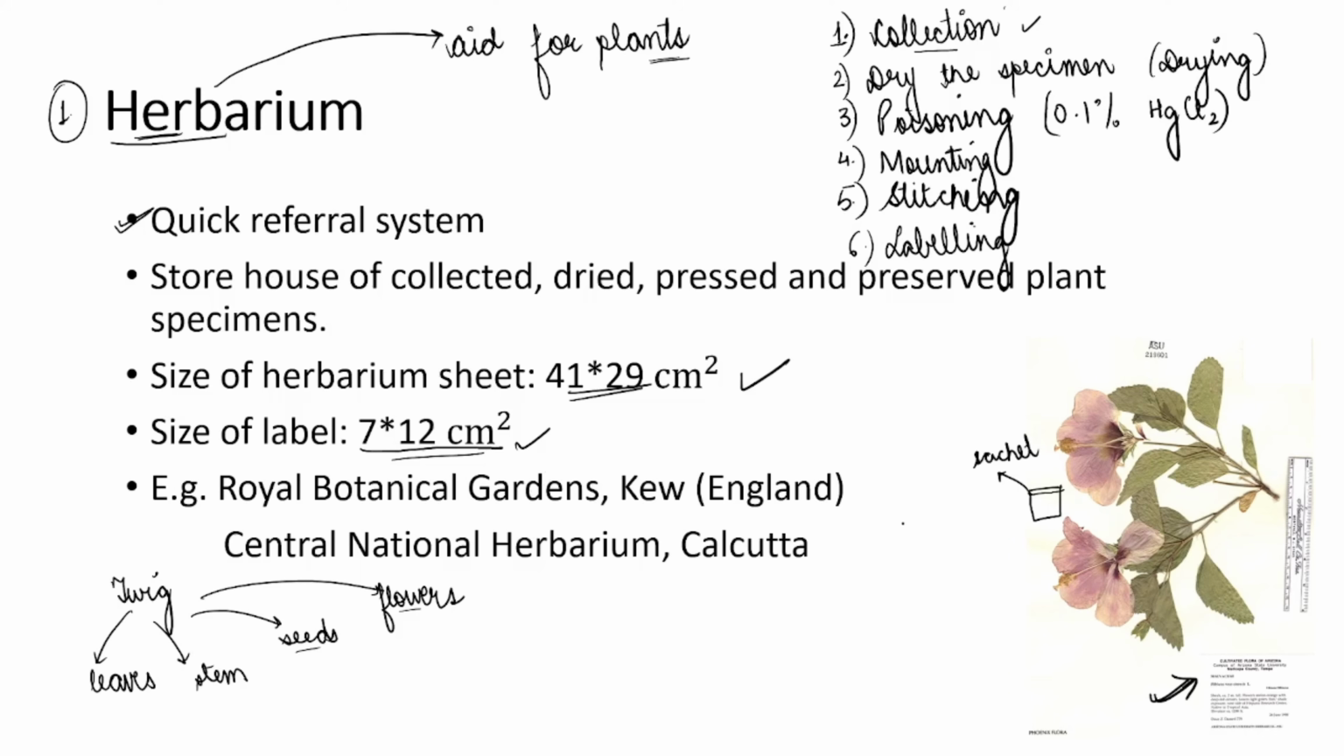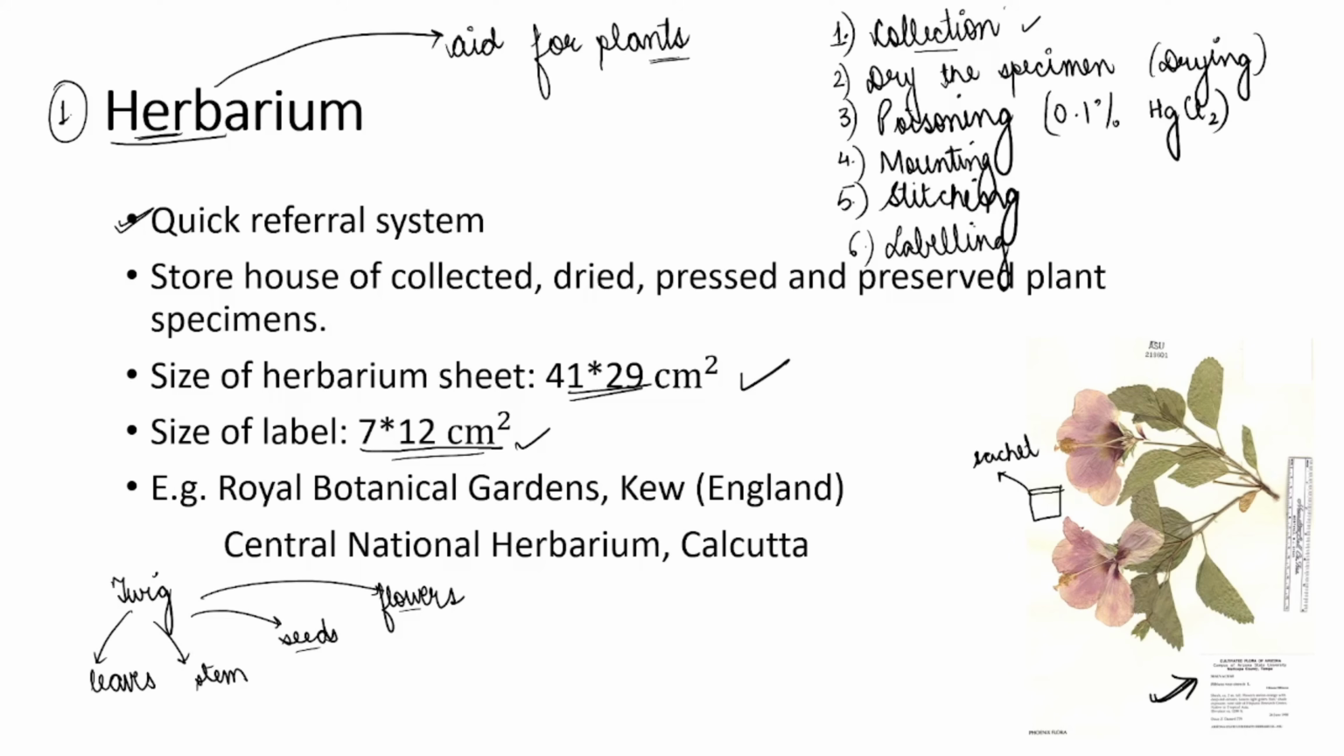Now the question is, when we put a label, what do we have to actually write on that label? So there are some specific things that are to be written on the label, and they are: first, the name of the collector. Second is the place of collection. Third is date of collection. Fourth is the botanical name of that plant. Fifth is the English name of the plant. And the sixth is the vernacular name of the plant. This means the common name of that plant.